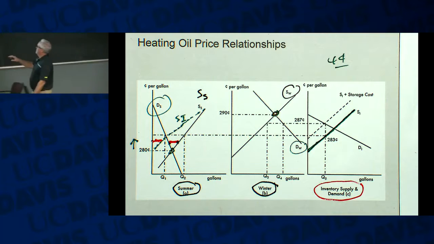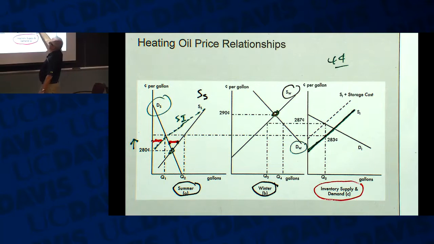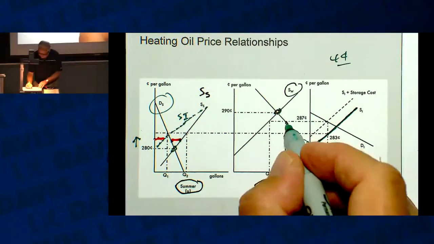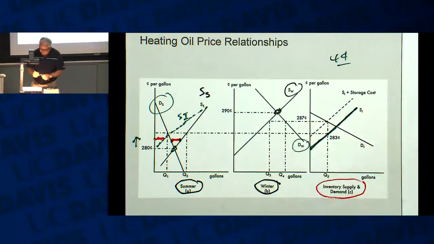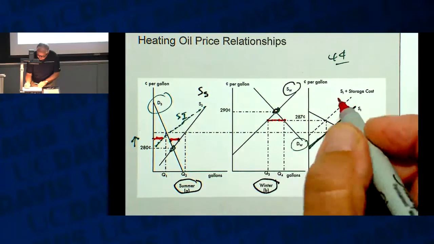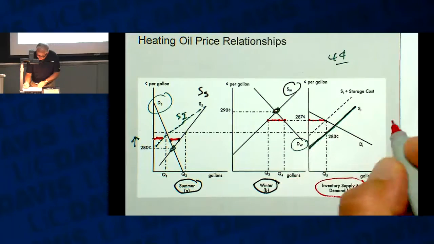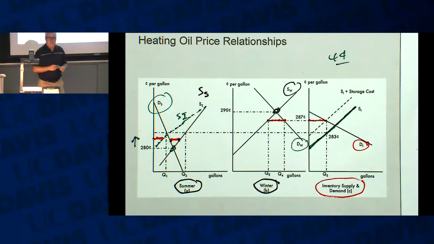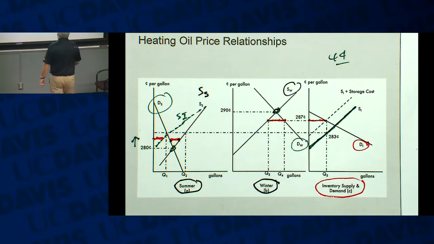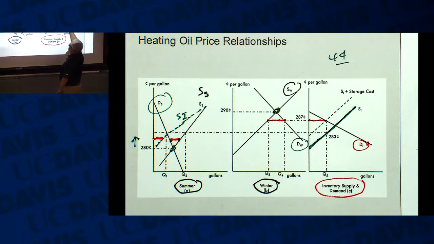So that's how we get the SI, and the DI comes from the distance between demand and supply at prices lower than 290. So if we come down here, then the demand is greater than supply, and that's equal to this distance over here, and that's a point on the DI curve. You see that? The demand for inventories is going to equal the difference between DW and SW at any given price.